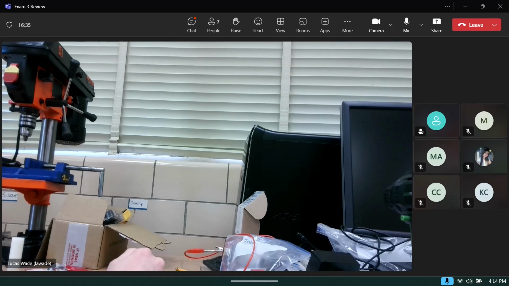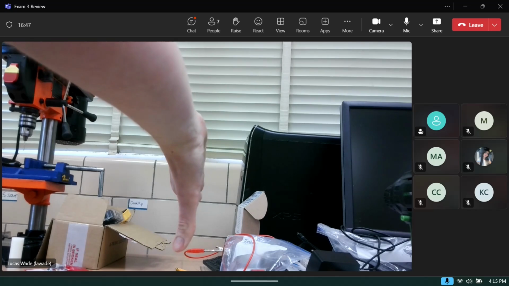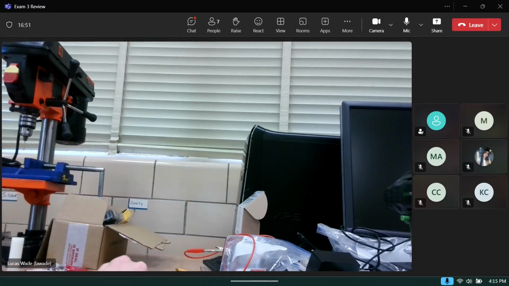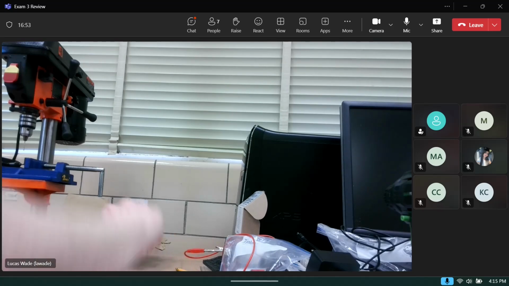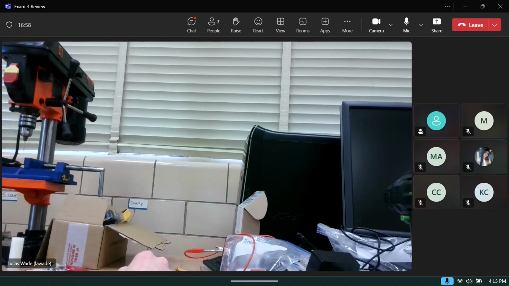Some more examples. A charge is moving downward in a field that points into the page. Charge is moving downward, field points into the page. Away from my palm would be to the right, so that's the force on a positive charge. Towards my palm would be the force on a negative, and that would be to the left.